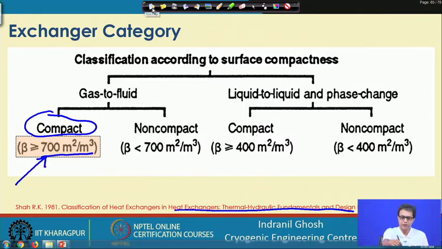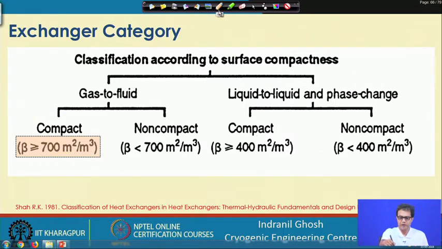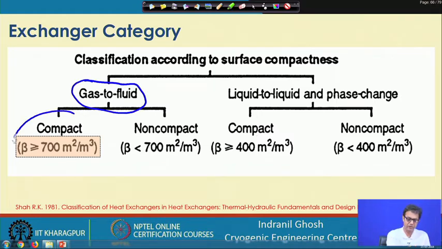This particular plate fin type of heat exchanger belongs to that category, where it will be more than 700 meter square per meter cube. Particularly, this is a gas to fluid heat exchanger, and in this region compactness is defined by 700 meter square per meter cube, and we will define it as a compact heat exchanger.